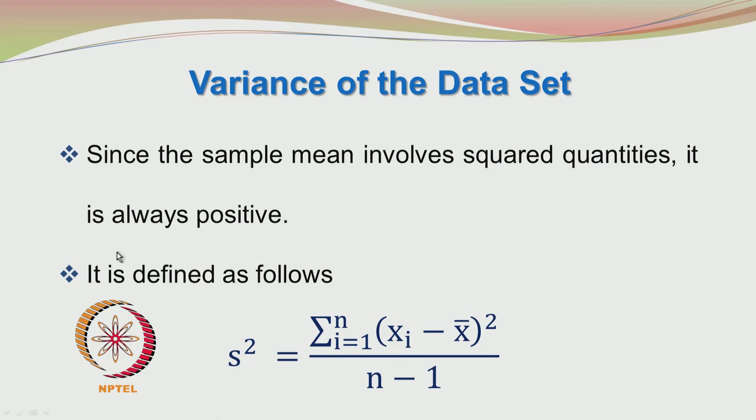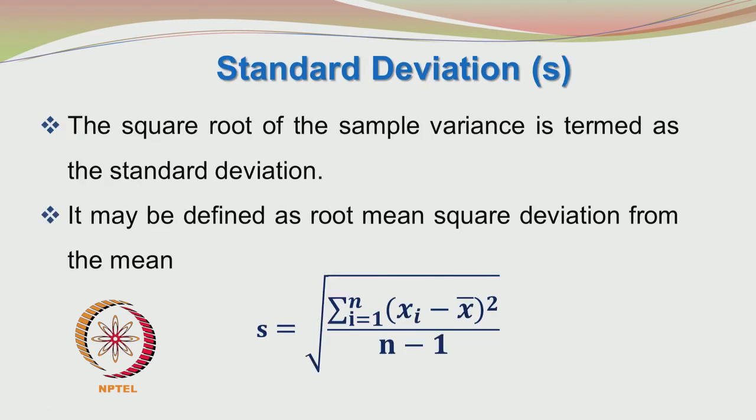The mathematical formula or equation for variance is given by S squared is equal to sigma i is equal to 1 to n, x i minus x bar whole squared, by n minus 1. To find the standard deviation, we simply take the square root of the variance.